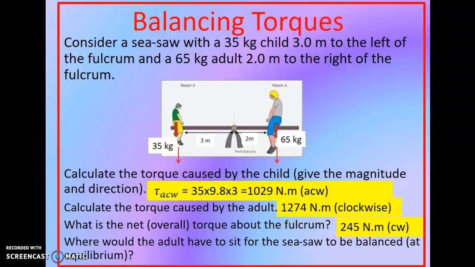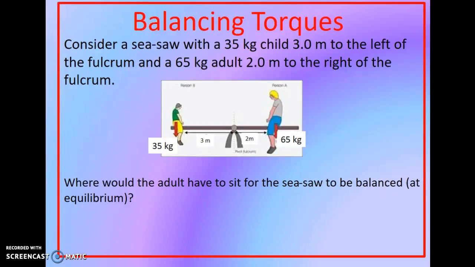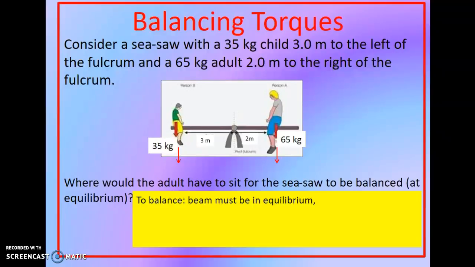Perhaps pause here and think about how you might work that out. So in order for the seesaw to be balanced, the adult would need to move to the left of the fulcrum, right? So then the beam must be in equilibrium. What did that mean? What did we say earlier? That means that the torques anticlockwise must equal the torques clockwise. And so you write it down as an equation like this, and then you solve for the new distance.